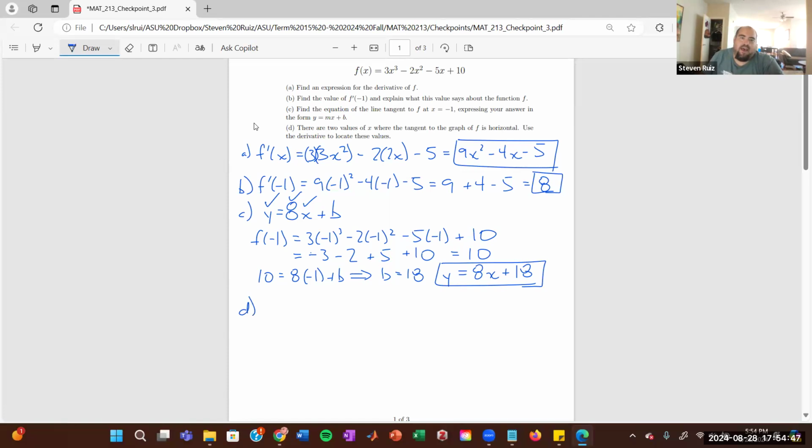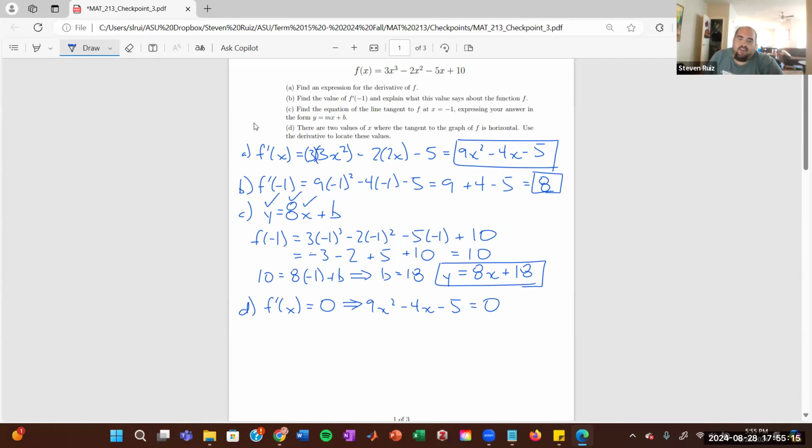So basically, if you unpack what this question is asking, what it's saying is this: if I set the derivative equal to 0, basically I'm looking for the x values that make this true. So what's my derivative? That's 9x squared minus 4x minus 5. I'm going to set that equal to 0. So I have a quadratic. It's equal to 0. Lots of ways to solve quadratics. I'll go ahead and factor.